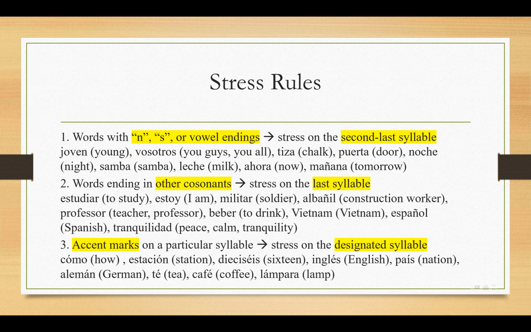3. If a word has an accent mark on a particular syllable, the stress is on the designated syllable. For example, cómo, estación, dieciséis, inglés, país, alemán, té, café, lámpara.